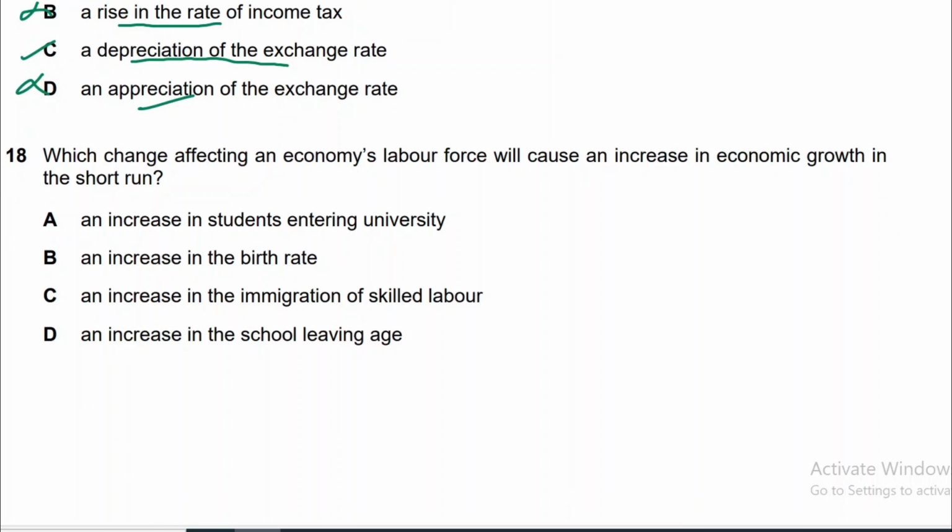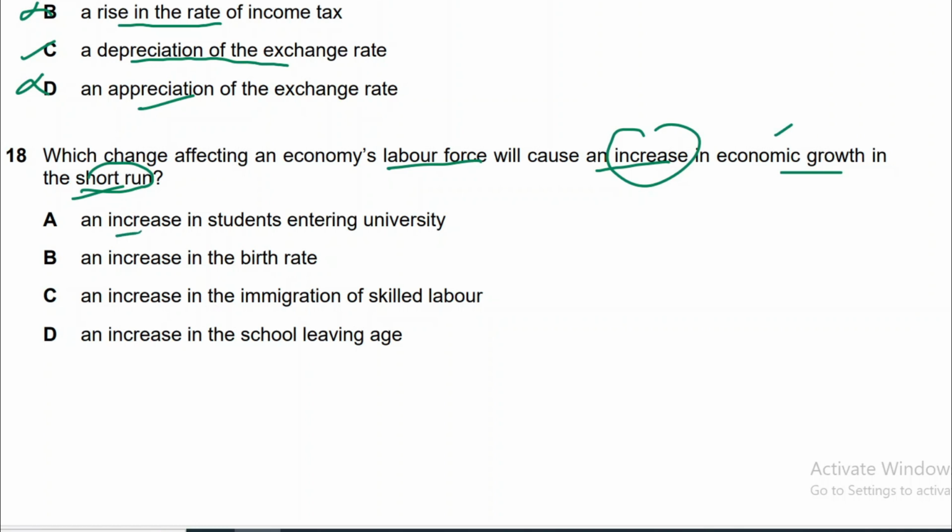Question number 18 is which change affecting an economy's labor force will cause an increase in economic growth in the short run? These factors will affect the labor force, and which one of these will increase economic growth in the short run? Keep in mind these two important things: there should be an increase in economic growth, and this growth should be in the short run.